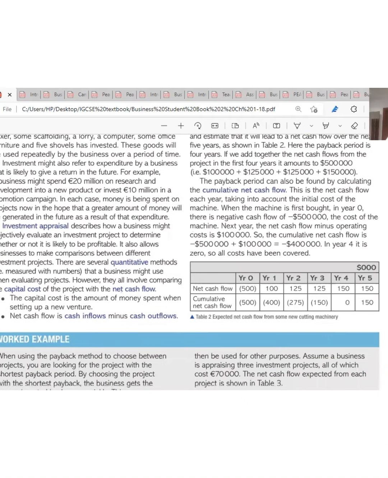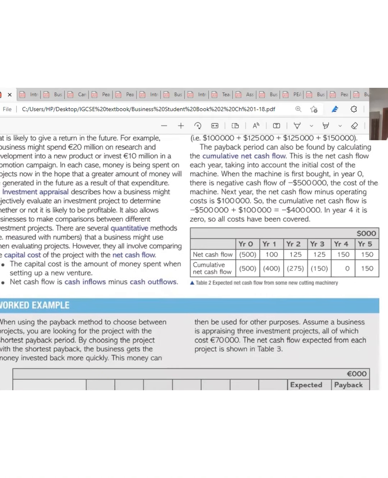So investment appraisal, here I wrote, describes how a business might objectively evaluate an investment project to determine whether or not it is likely to be profitable. When you're making an appraisal, you are evaluating the profitability of that investment. If I'm going to spend 10,000 on this project, is it going to yield a return? Will this business be able to return the 10,000? That is what we mean by investment appraisal.